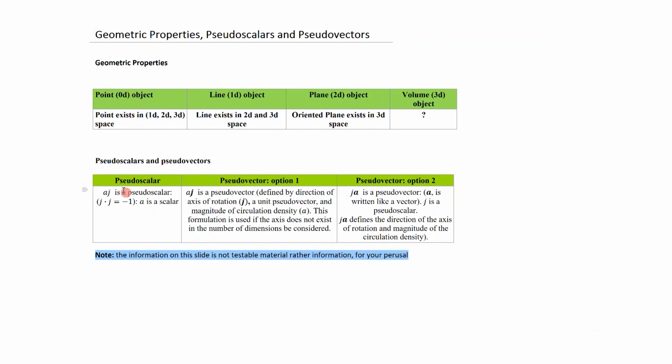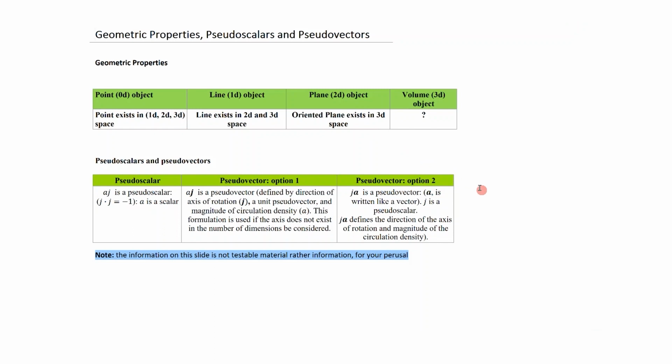So these examples just show you different ways things can be written. For instance, a pseudo-vector could be written as a scalar multiple times j. Or you could say a is a real vector multiplied by j, with j being an imaginary number. This also can be considered a pseudo-vector. And this is just some geometric properties. What exists? Points exist in 1D, 2D, and 3D. Lines exist in 2D and 3D. And oriented planes exist in 3D space.